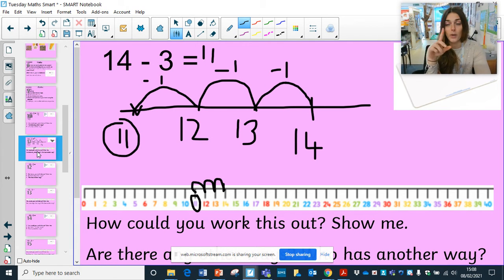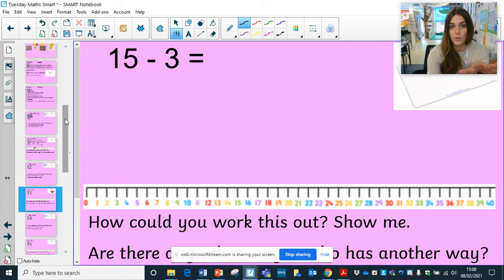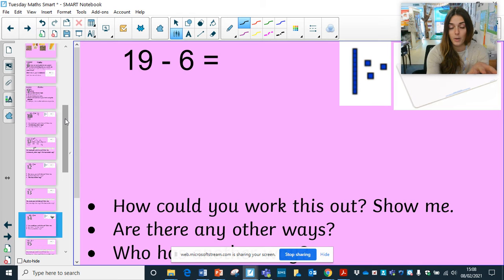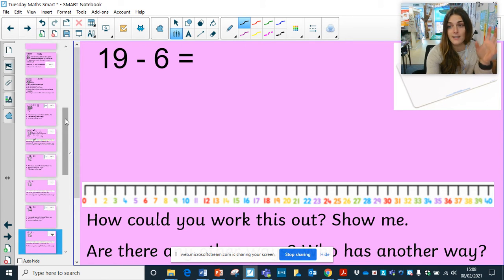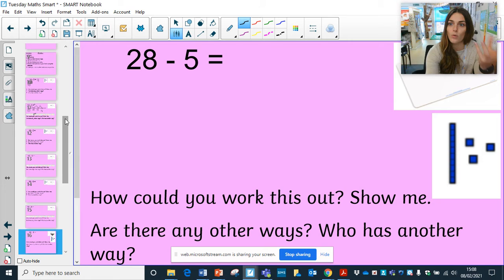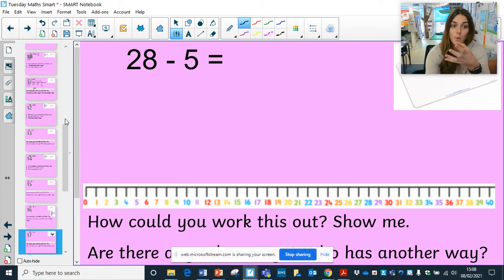Now you can do one question in lots of different ways, or you can choose one question and do jottings, another question and use a number line, however you would like. Be careful to read the question, because as you move on, some of the numbers might change, okay? And how the number sentence is written might also change the order and how that's done as well.